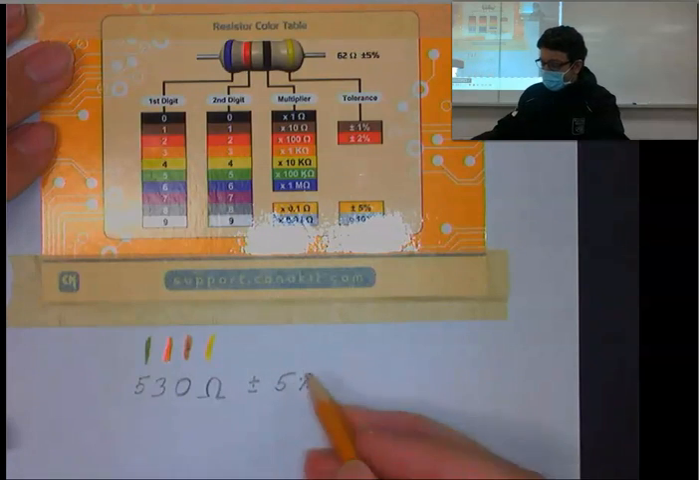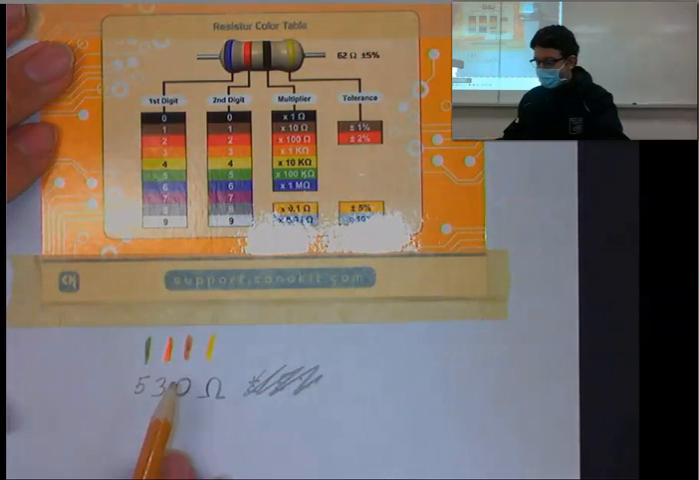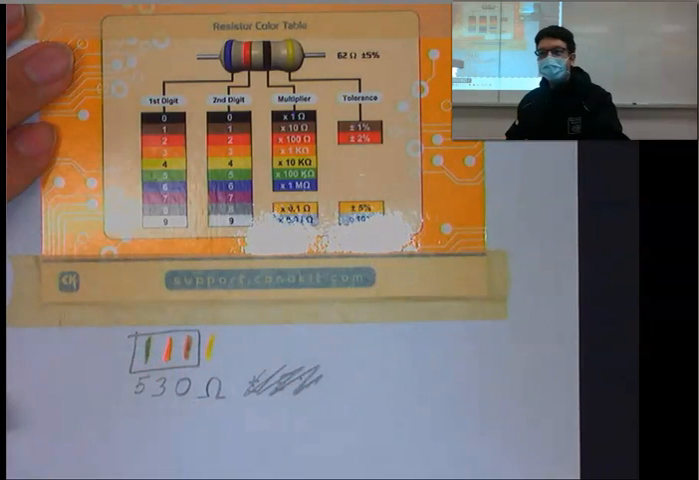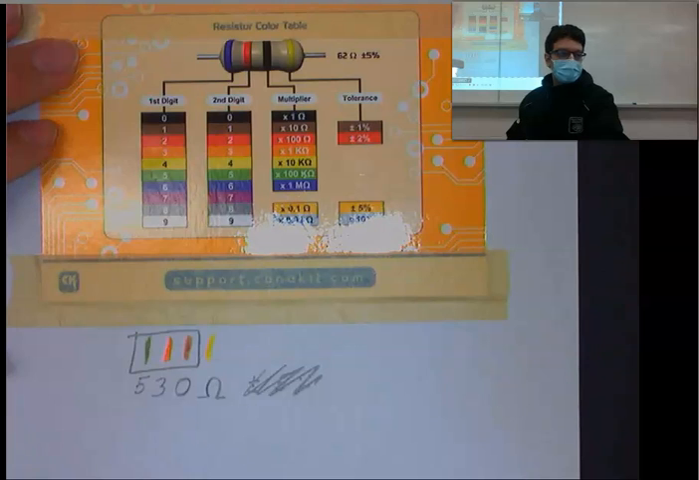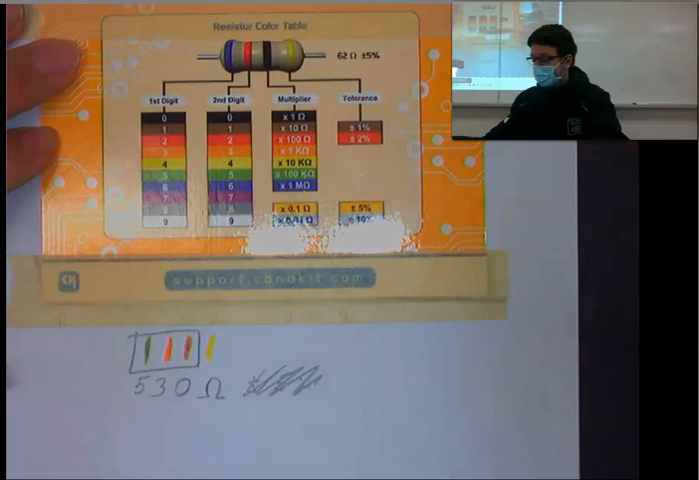Now in this class, we're not going to worry about that. We're just going to take it at the value that the first three bands say it is. So when we do our lab and you read the resistance, you'll look at the first three and you'll follow this color code. Okay?